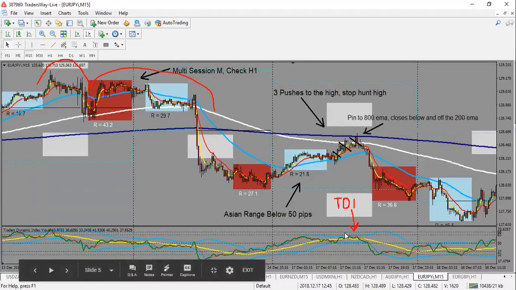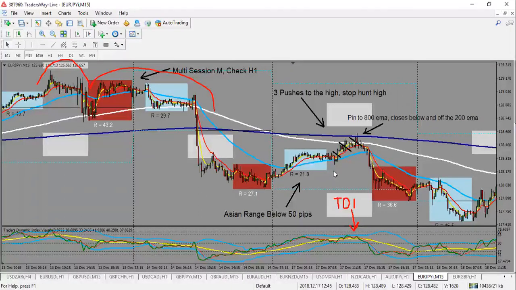Look at TDI. Touches the volatility band, back inside. Divergence. TDI makes a lower high, price makes a higher high. So all these things come into confluence. But before you take any of these trades, you must understand that you must be in the right part of the cycle. That's why I preach to learn cycles first.